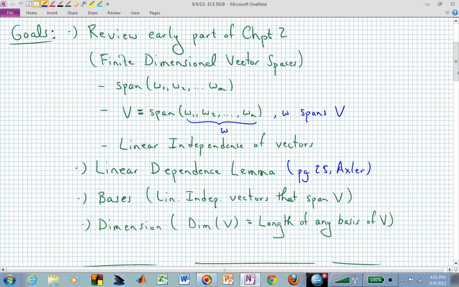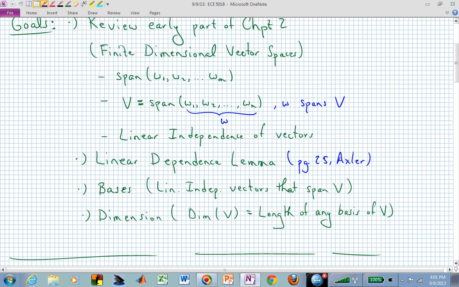We've also talked about linear independence of vectors. We just started talking about the linear dependence lemma, on page 25 of the Axler text. We'll pick up at that point. We'll talk about basis and what that means. If you have a set of linearly independent vectors that also spans the entire set V, then that set of vectors can be used as a basis for your vector space V. You have to have those two things going on: they need to be linearly independent, and they need to span all of V. That's what it means to be a basis of a particular vector space.